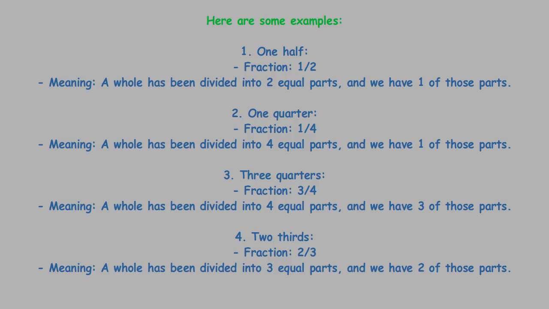First, a half. Fraction, 1/2. Meaning, a whole has been divided into two equal parts, and we have one of these parts. Second, a quarter. Fraction, 1/4. Meaning, a whole has been divided into 4 equal parts, and we have one of these parts.